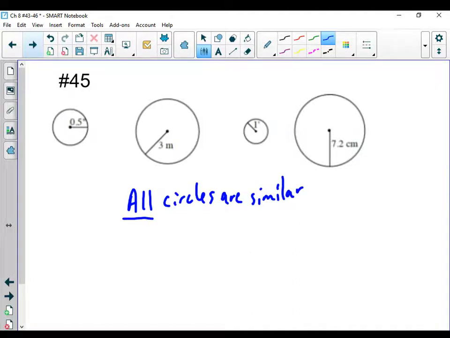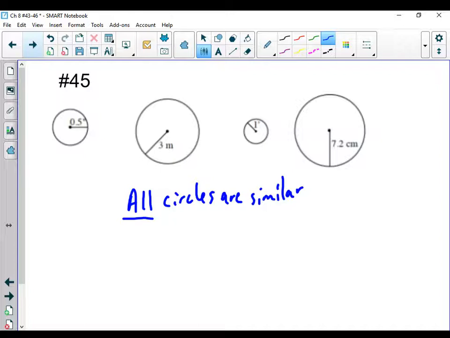Why would that be the case? Well, remember, similar figures have the same shape, which obviously every circle is the same. And then they also have a zoom factor or a scale factor of some sort. And the only thing I really have that's a measurement in a circle would be what the radius is. It really is what dictates the size.